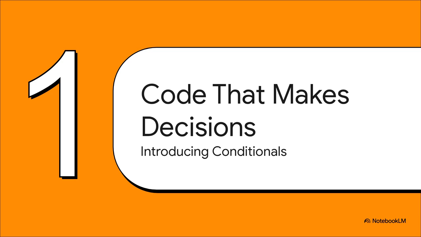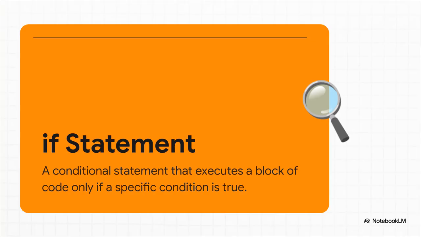Okay, let's get into it. It's time to see how we can make our code way more interesting than just a script that runs straight from top to bottom. No questions asked. So, what is this magic tool? It's called an if statement. And really, it's just a test. It asks a simple question, and if the answer is true, it runs a specific chunk of code. If the answer is false, it just skips right over it.